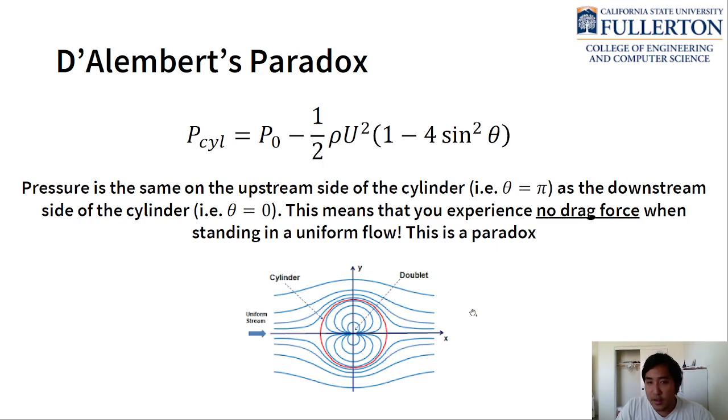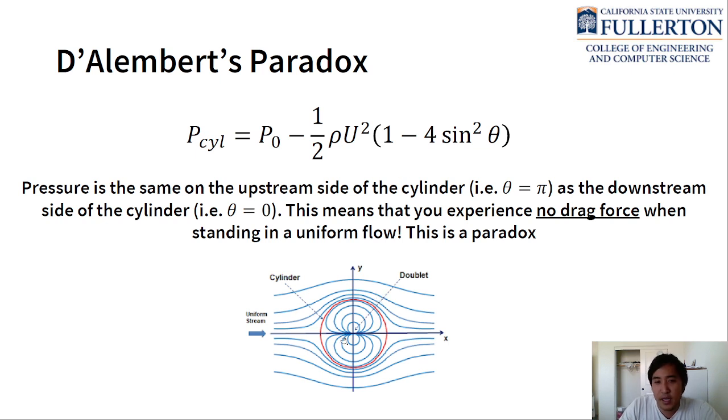This is really interesting because if you think about your polar coordinates for a second, this theta tells us where we are on the cylinder, right? If we compare a point at the front end of the cylinder, which is given by theta equal to pi, so if you rotate around here you see that our polar angle is pi right here, and we compare that to the downstream side of the cylinder, the back side, which is theta equal to 0, what you'll see is that if you plug theta equal to pi and theta equal to 0 into this expression, the pressure is going to be exactly the same on the front and the back.